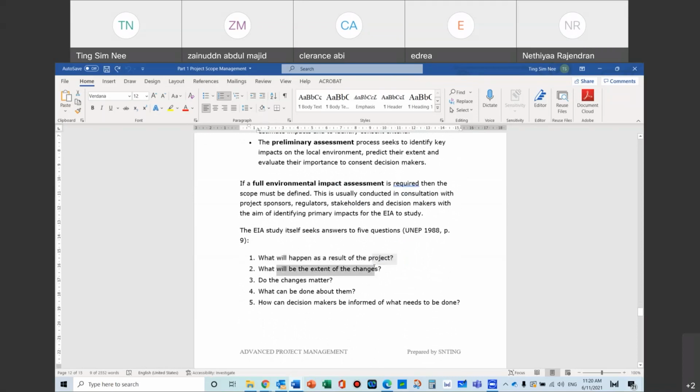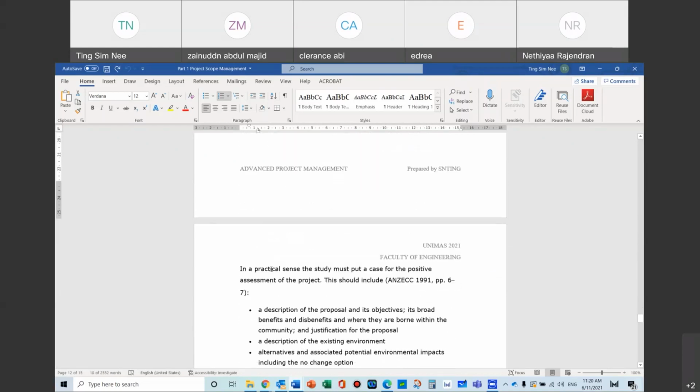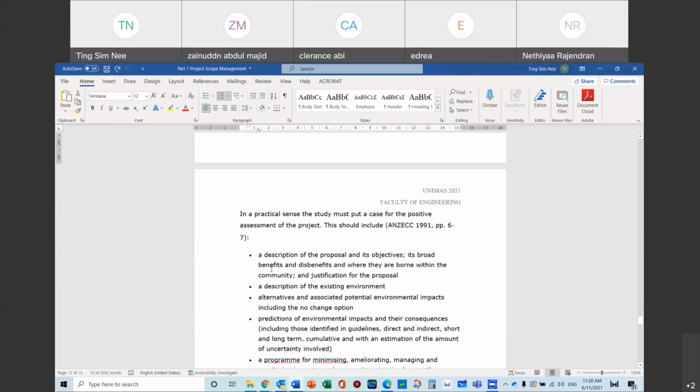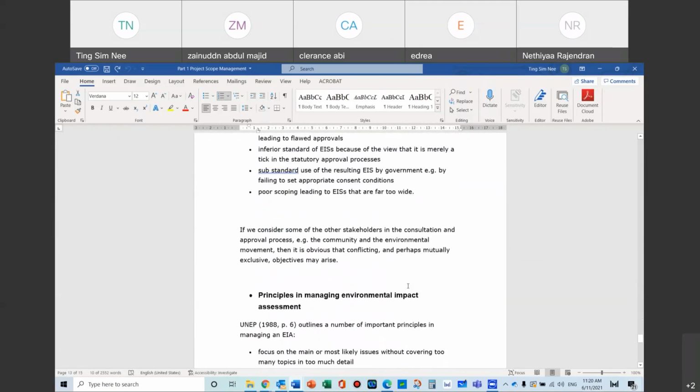What will change, what will be different after the project, and do the changes matter, and what can be done, and then who are the decision makers, informed on what needs to be done. These two questions are really something that we want to answer. These are all very theoretical things also. I think we can go through that.